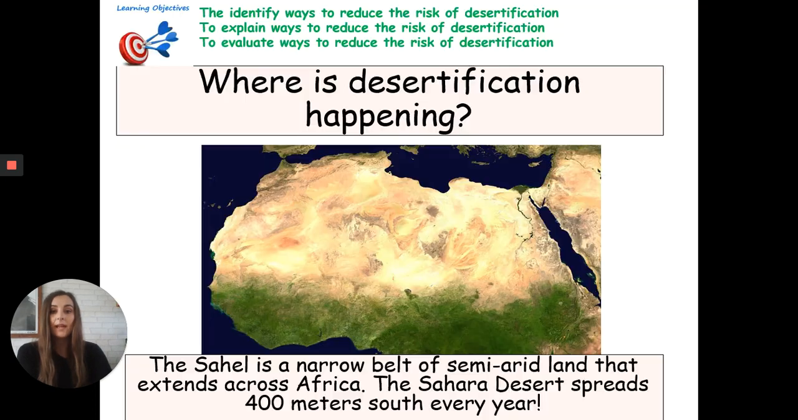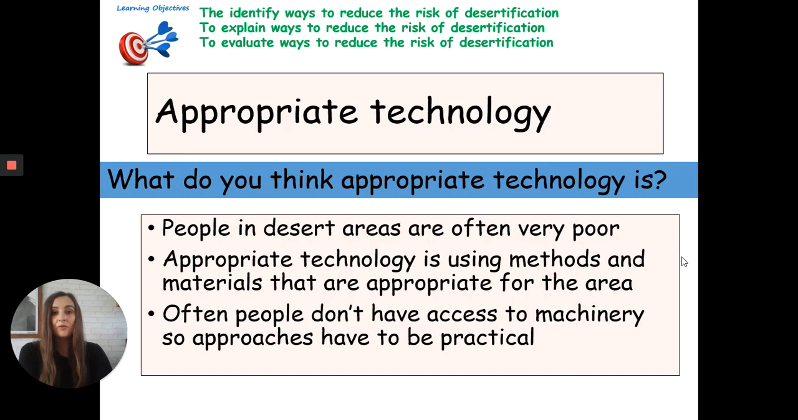Okay, we need to have a look at where desertification is happening. Now, we had a look last lesson at areas that are vulnerable to desertification, but we're going to zoom in and look at a particular region today. So this region is the Sahel region, and it's a narrow belt of semi-arid land that extends across Africa, and the Sahara Desert in this region is actually spreading around 400 meters south each year. So these areas are on the fringe of hot deserts and are at real risk of environmental damage caused by desertification.